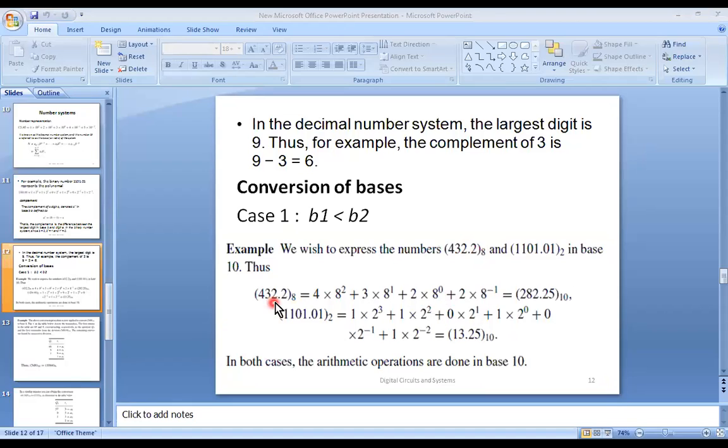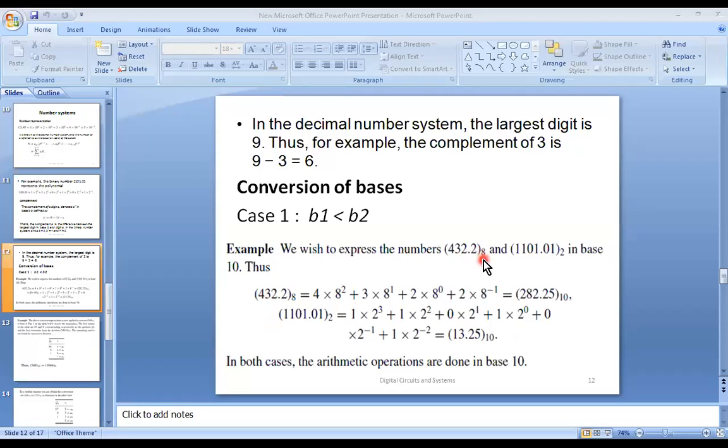In 432.2, the number which is left of the dot, 432, is called the integral part. And the number which is right of the dot is called the fractional part. And we convert this integral part normally.